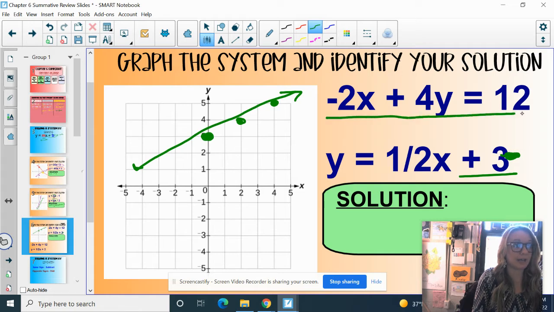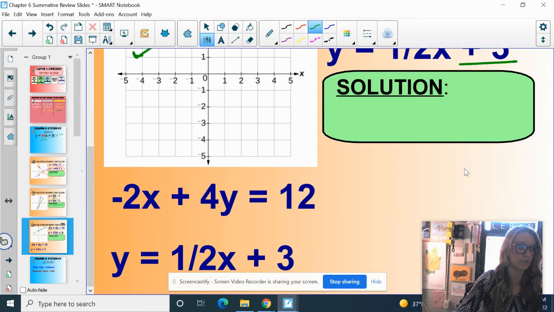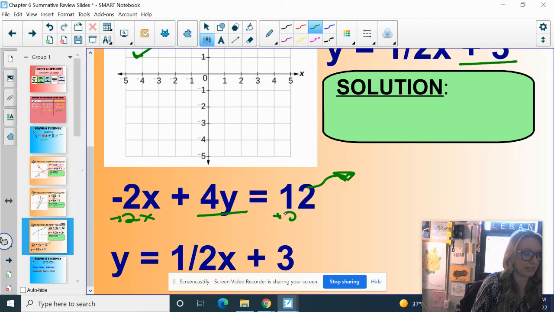For this line, it's in standard right now. We need to convert it to slope intercept. So I'm just going to kind of move along here. Right now, I'm going to start by adding 2x to both sides. So you've got 4y equals 2x plus 12.